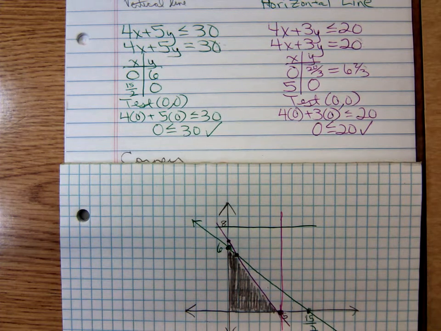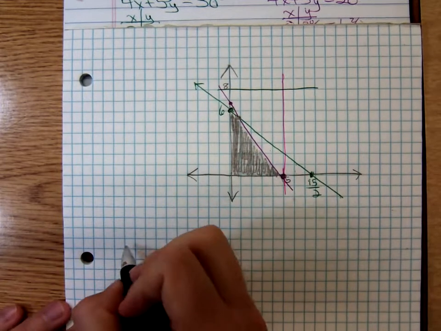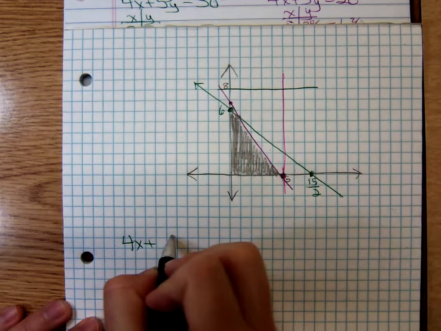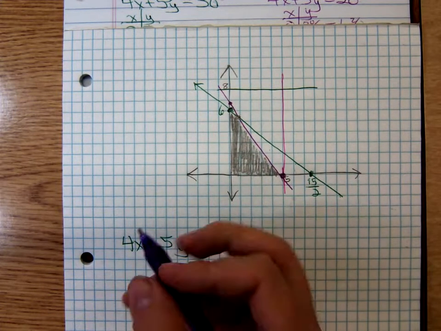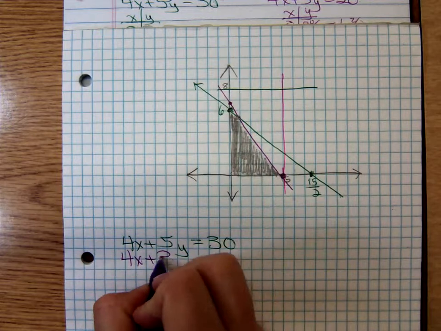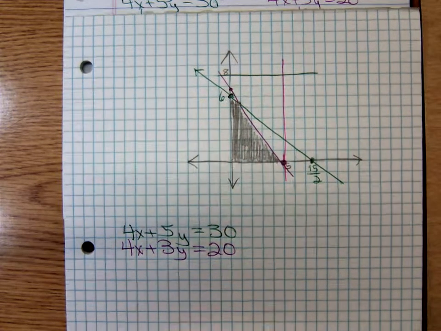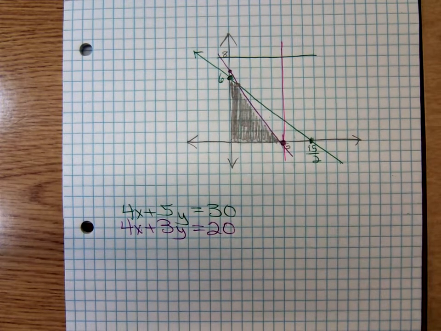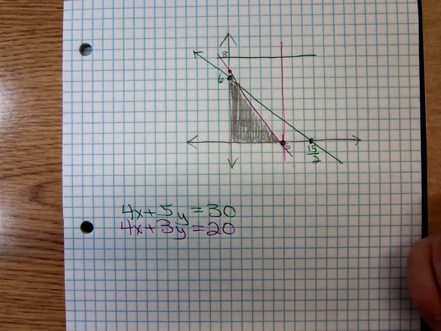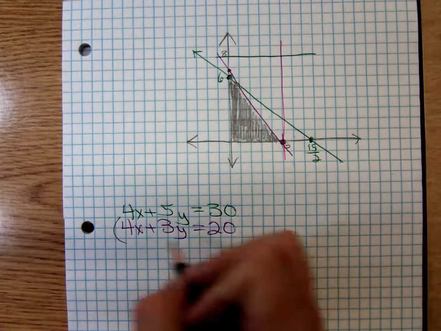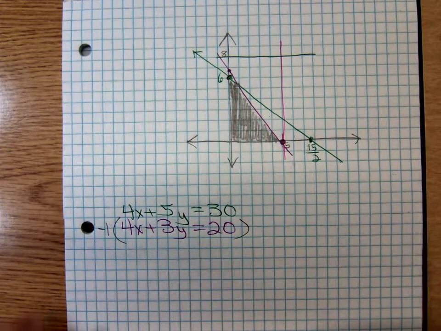I would use elimination. So I'm going to find that point of intersection. 4x plus 5y equals 30 and 4x plus 3y is equal to 20. Using elimination, these x terms have the same coefficient. We want them to have opposite signs, though, so I'll multiply the second one by -1. So we have 4x plus 5y equals 30.